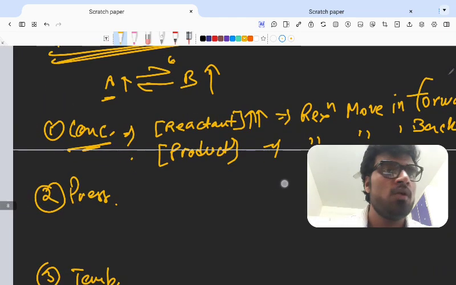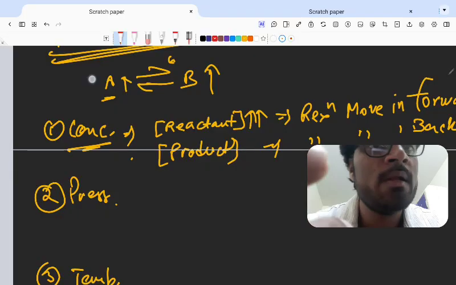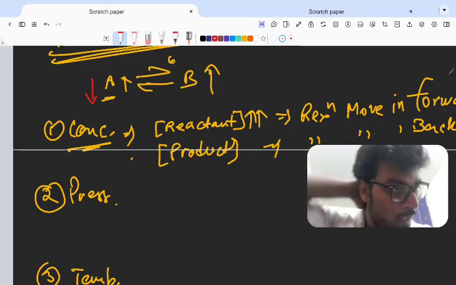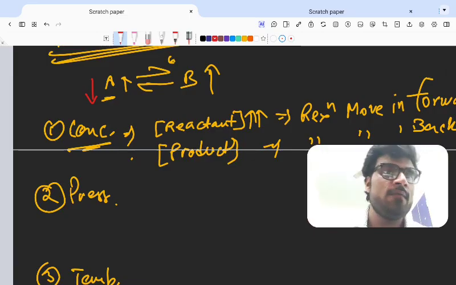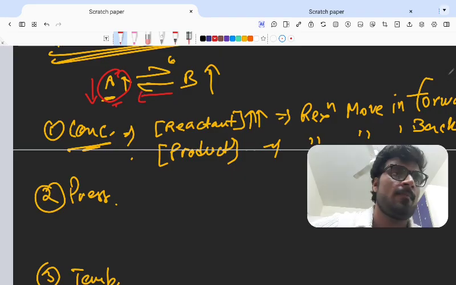There is another way to say the same thing. What will happen if I reduce the concentration of A? Then you have to use your IQ, your intelligence. If the concentration of A is reducing, then what will happen? It will try to increase this concentration. It means the reaction will move again in backward direction. Okay.